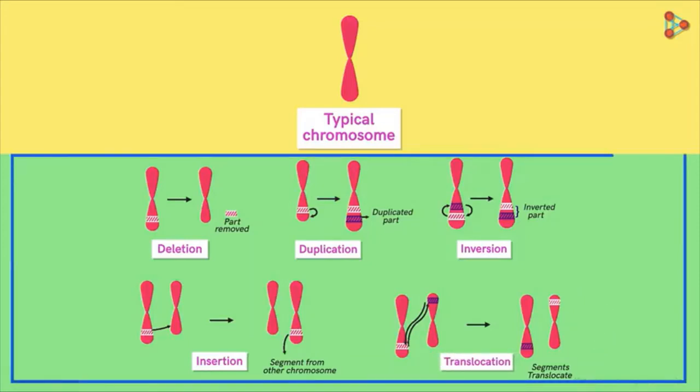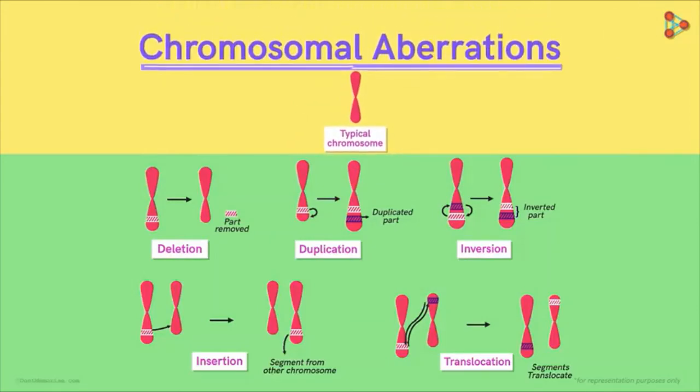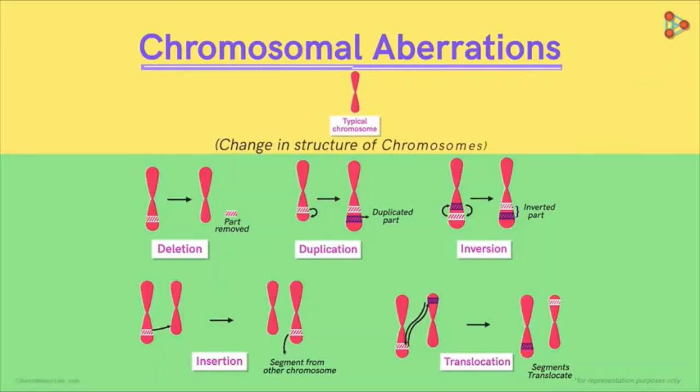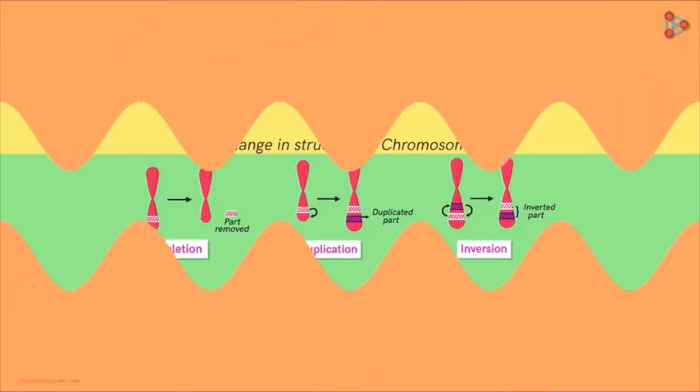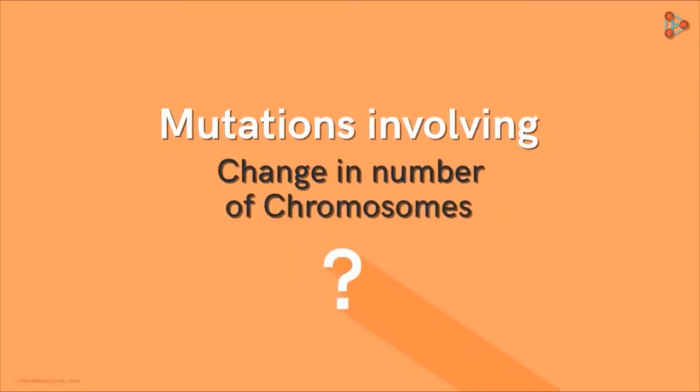All these mutations resulting in the disruption of normal chromosomal structures are broadly capped under a single heading. They are categorized as chromosomal aberrations. Now, this was about the mutations that involve changes in the structure of the chromosomes. What about the mutations that involve a change in the number of chromosomes? Let's understand that in the next part.